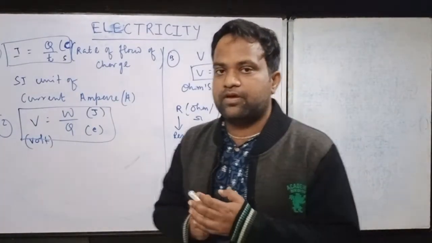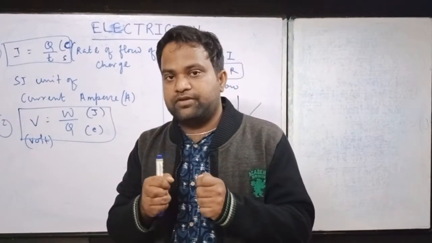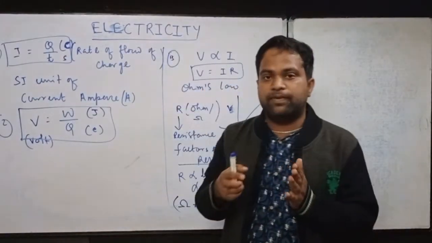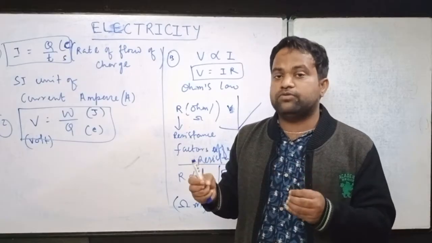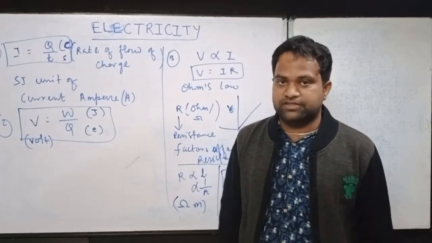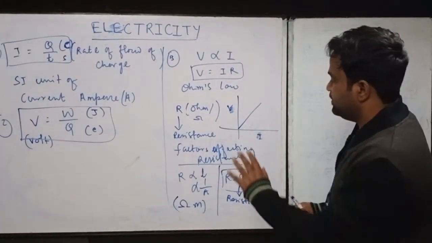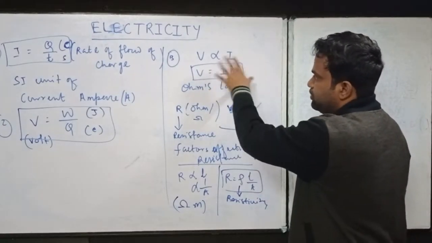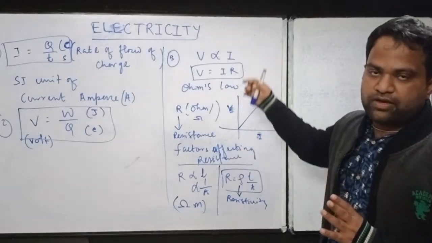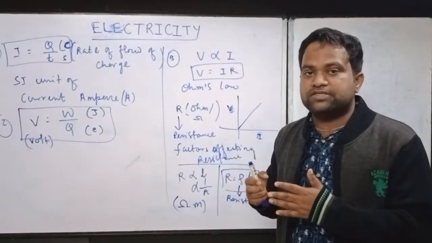If we join them in series or in a parallel combination, then what will be the result? We will calculate the net resistance. But before that, let me explain whether V is proportional to I, will it obey for all materials, all temperatures?